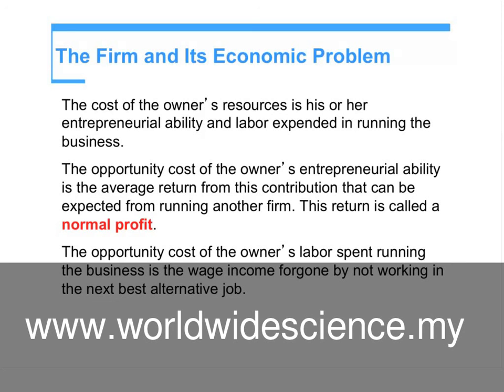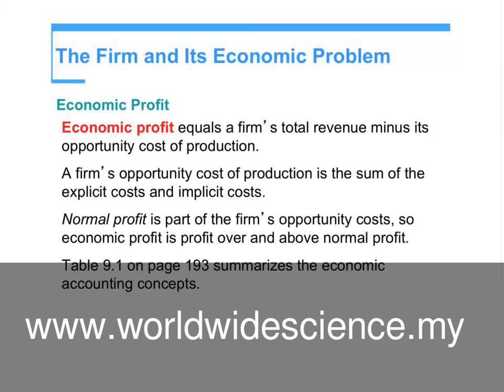The firm and its economic problem. Economic profit is a firm's total revenue minus its opportunity cost of production. So when we say economic profit, what we mean is total revenue minus the opportunity cost of production. A firm's opportunity cost of production is the sum of the explicit costs and implicit costs. Normal profit is part of the firm's opportunity cost. So economic profit is over and above normal profit.